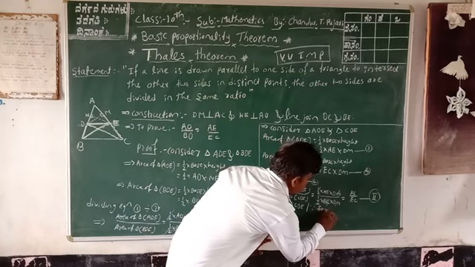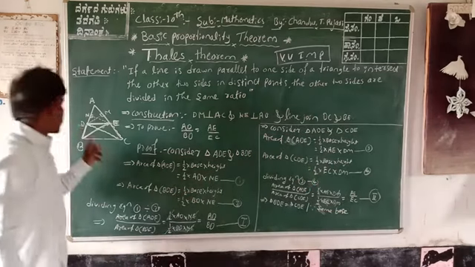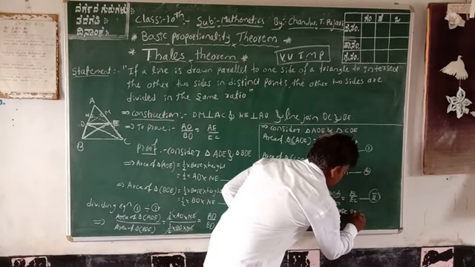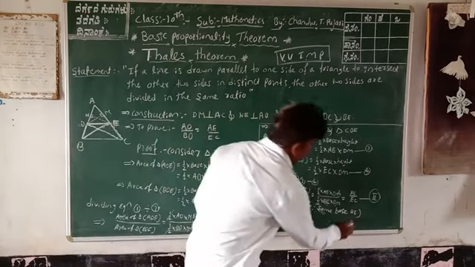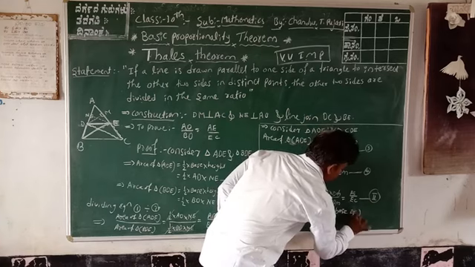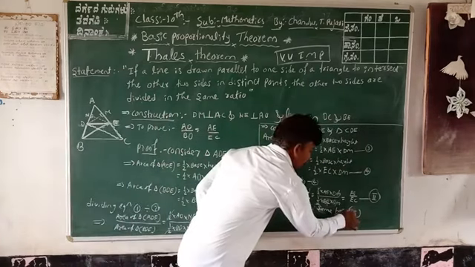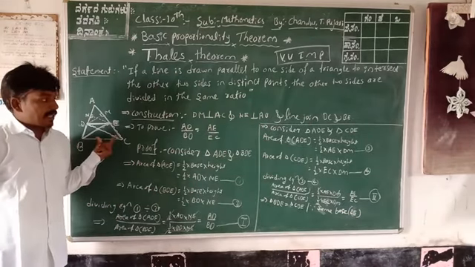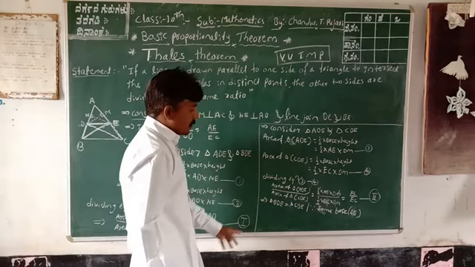They have the same base. Base is what? DE is the base. Same base DE. That is why these two triangles are equal. When these two triangles are equal, you can compare equation 1 and 2.